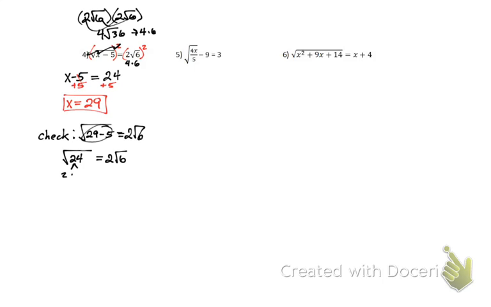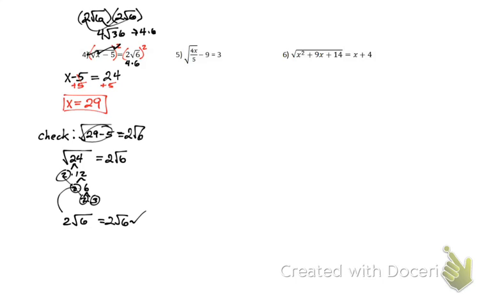Square root of 24 is 2 times the square root of 12. Square root of 12 is 2 times the square root of 6. 6 is 2 times 3. So you're going to get a 2 that comes out, and you're left with root 6. And yes, 2 root 6 equals 2 root 6.